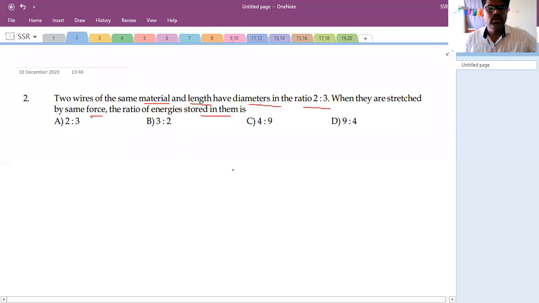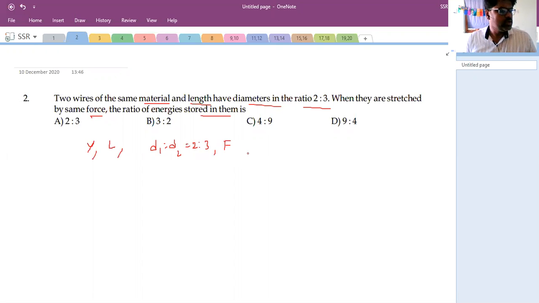Okay. So we need to take two wires. Same material means Y is the same, Young's modulus the same. And the same length, L is the same. Diameters d1 is to d2 is equal to 2:3. So F is also the same, the stretching force. Then the ratio of the energies stored in them. Energy stored in the material we need to consider here.